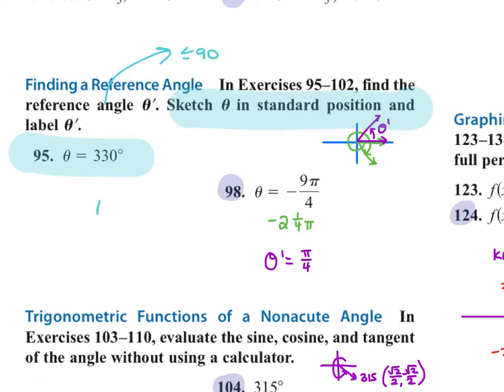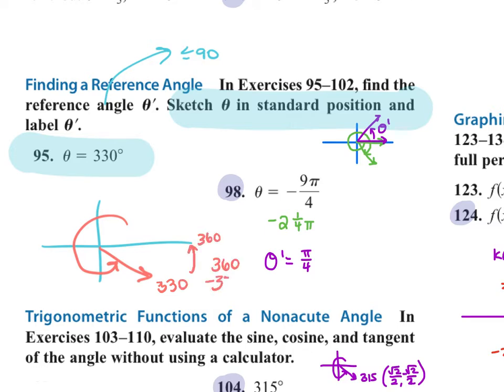So if I gave you something like 330, which is going to be all the way around in my 4th quadrant, I'm going to find the difference between that and the x-axis, which is 360. So 360 minus 330 gives me a reference angle that's 30 degrees. So my original angle is the one I already drew, and my reference angle is 30 degrees, which is in the 1st quadrant. So this would be theta prime, and this is theta.